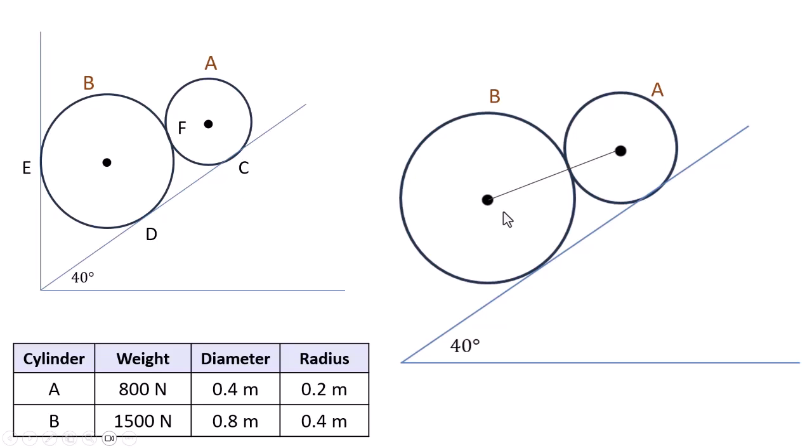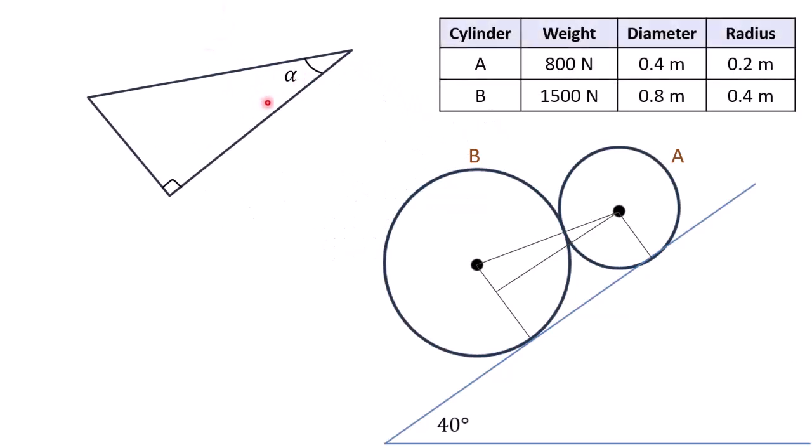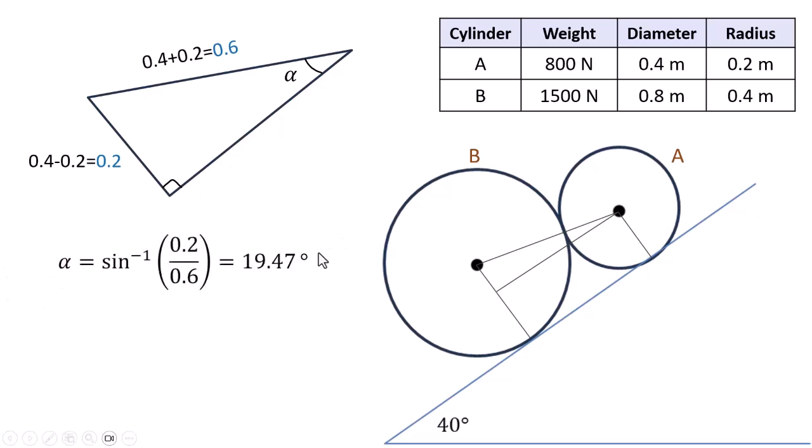Next, from the centers of each cylinder, draw a line to the point of contact with the inclined plane. These lines are perpendicular to the inclined surface. Then, from the center of the smaller cylinder, draw the line perpendicular to the radius of the larger cylinder. This forms a right triangle. Using trigonometry, calculate the internal angle alpha between the line of centers and the inclined surface. This is the calculation. Alpha is equal to 19.47 degrees.